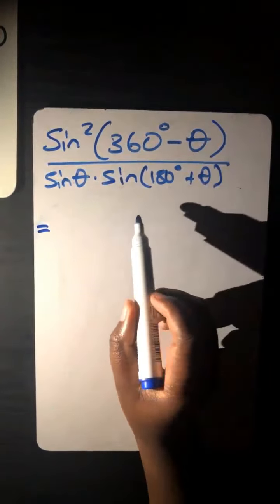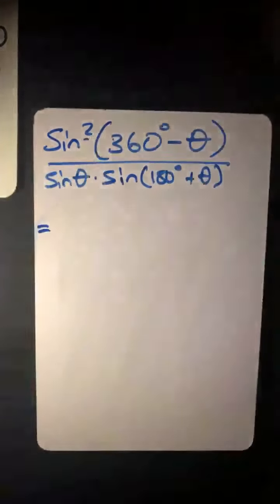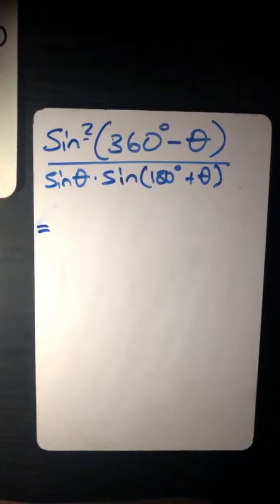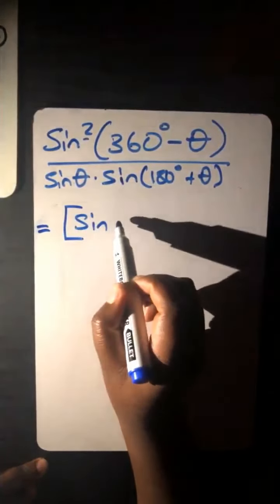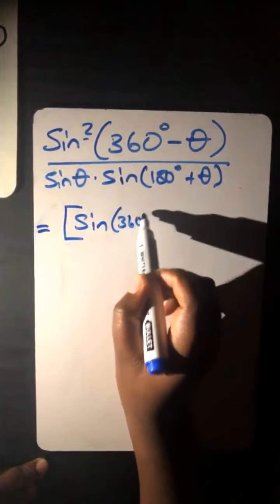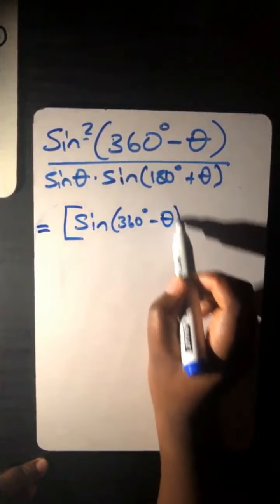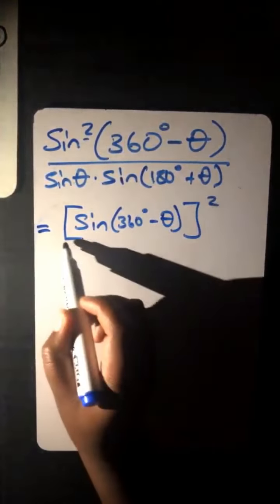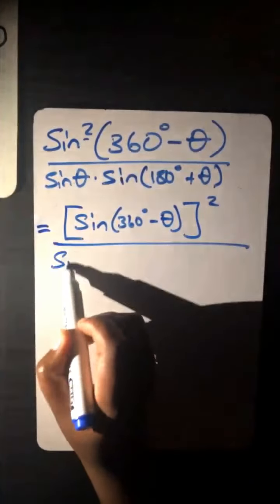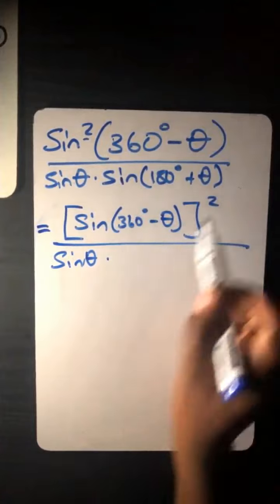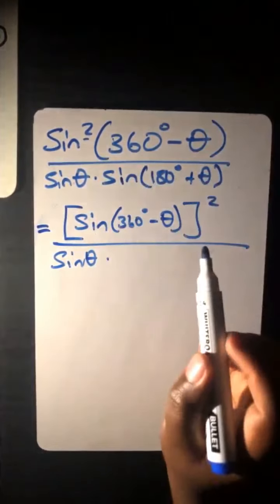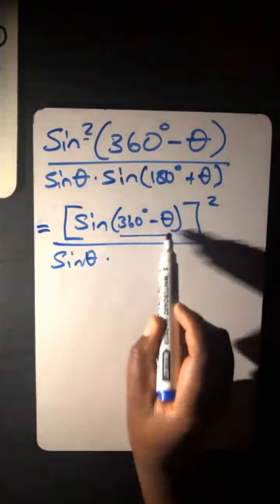But ladies and gentlemen, remember, when you've got a squared over there, just write it this way. Firstly, just write sine of 360 degrees minus that angle. Then you do that. Then you say over, you've got sine angle multiplied by, we can already work out that part. Can you see, guys, is that an acute angle?